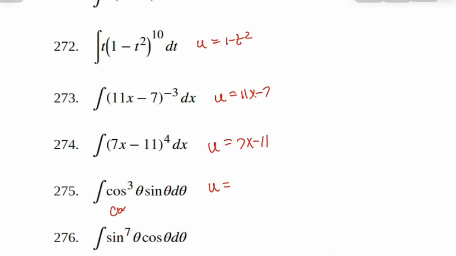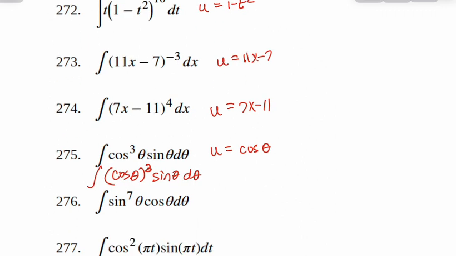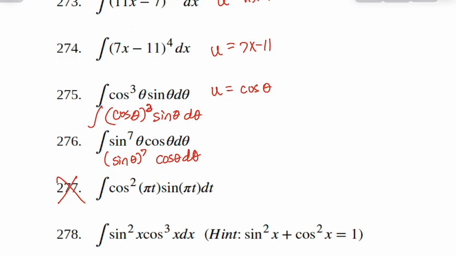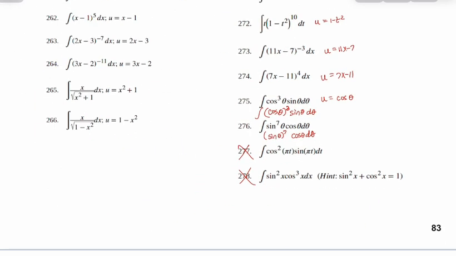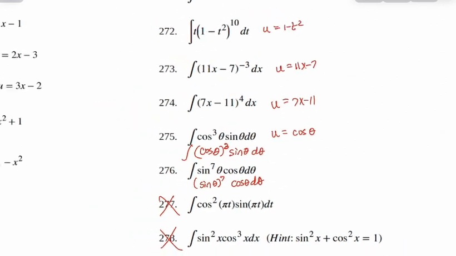How about if I write it like this? What's the thing that's stuck? The cosine. Make u your cosine. Okay. Same thing for 276. Rewrite that as the sine of theta to the 7th. Skip 277 and 278.